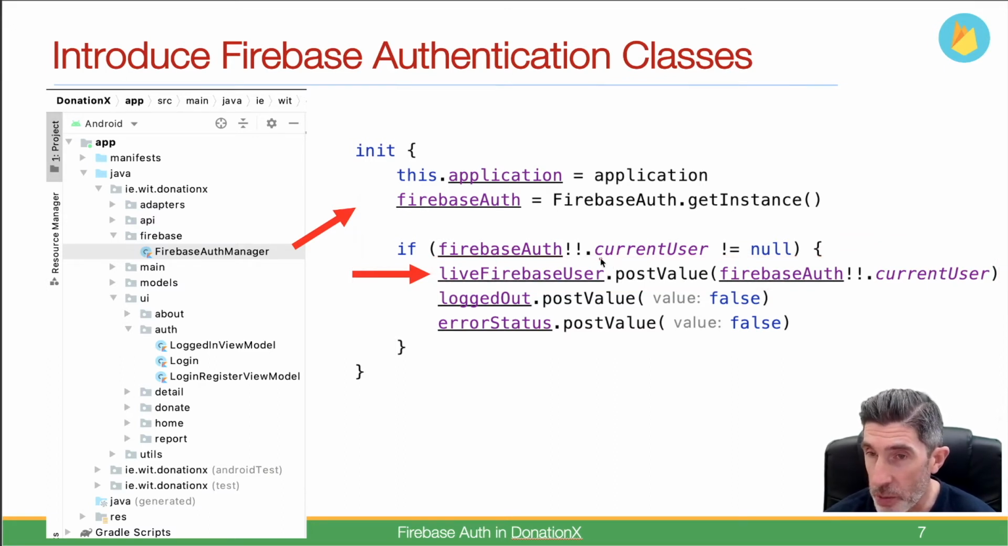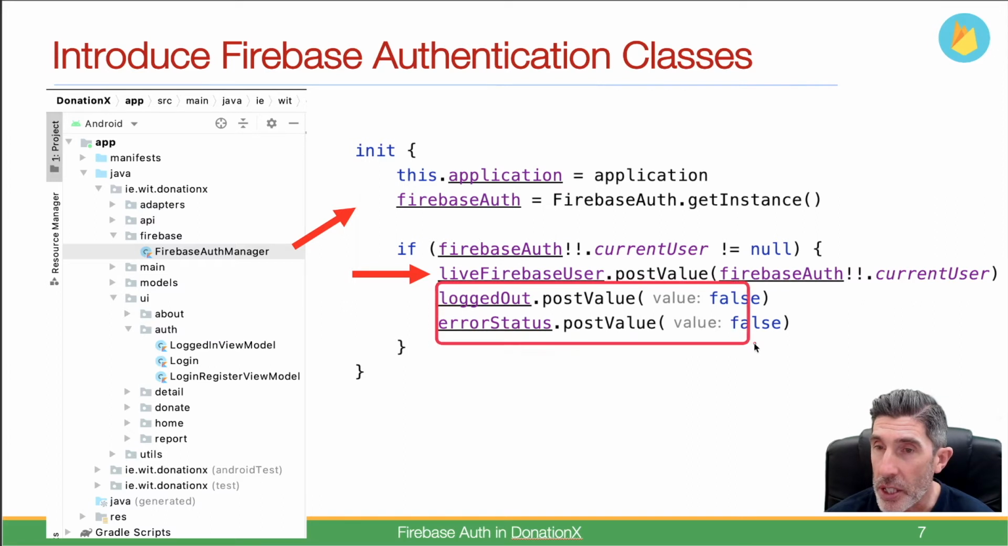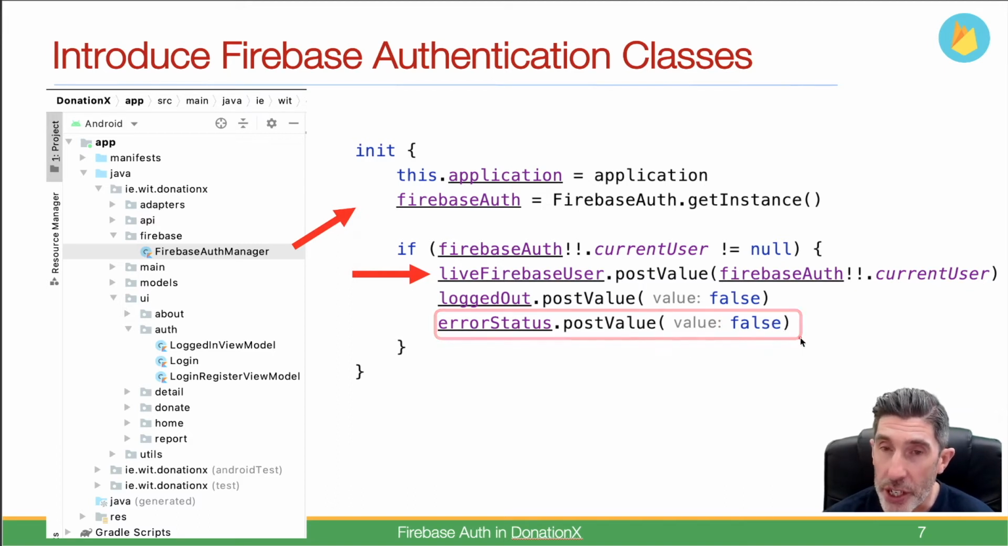Again, this is slightly something different now. When we want to assign a particular value, and make sure it's going to be observed correctly, we can use the post value, and then we set it to this Firebase Auth current user. Again, this current user is coming from the Firebase instance, so to speak. Then we have our own ones here, logged out and error status, that we're setting. We're just using those to keep track of when the user is logged in or not, and if there are any errors when trying to connect to our Firebase and authenticate.